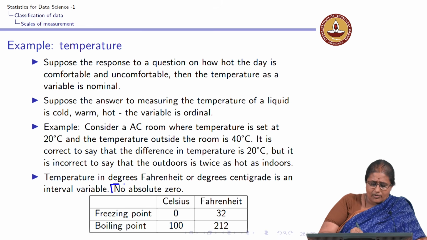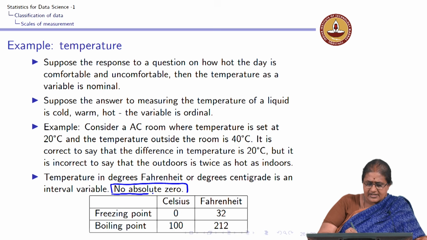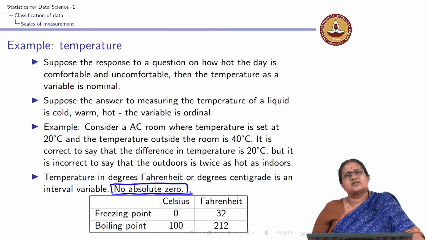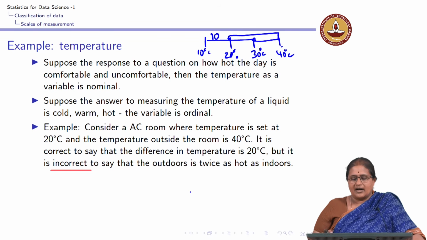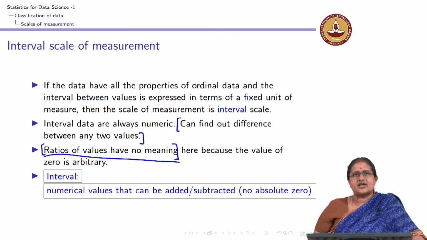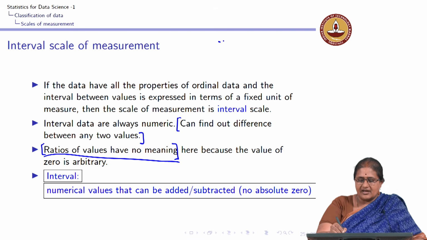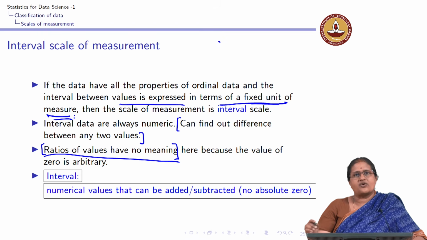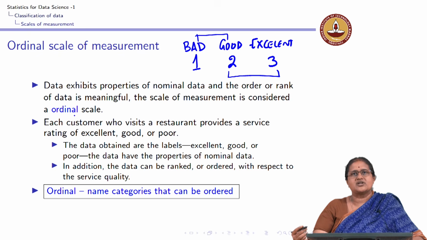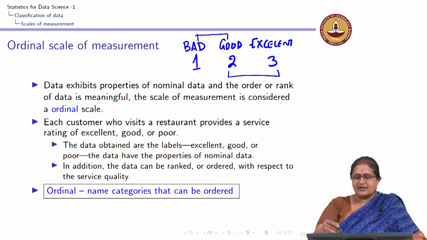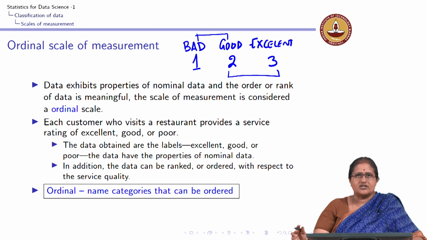So, when you talk about an interval scale, it is extremely important for us to understand there is no absolute 0. However, the difference between an interval scale and an ordinal scale of measurement is that in an interval scale, the difference between the values is a fixed unit of measure, whereas for an ordinal scale that need not be a fixed unit of measure. That is, good to bad need not be the same difference as excellent to good. This is the key difference.